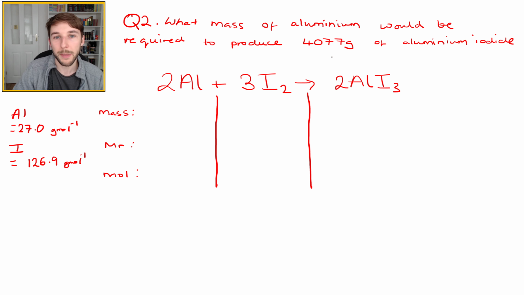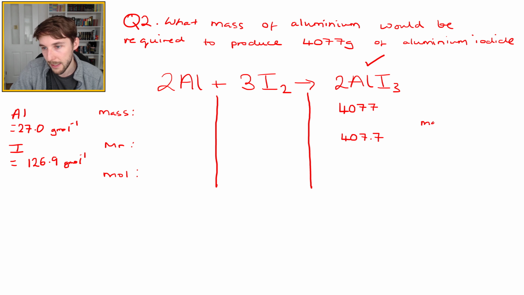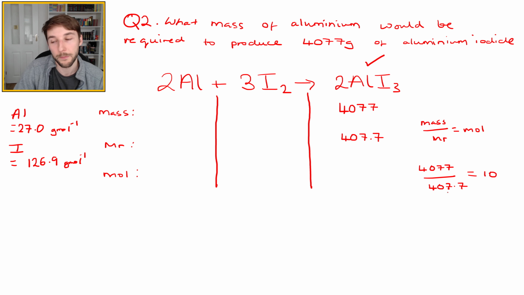Right then, so to begin with, we know something about the aluminium iodide. We know that the mass of it we are asked to produce is 4,077 grams. We could have also worked out its Mr, and you should have got 407.7 grams per mole, and therefore we can work out its moles. So to work out the number of moles, we're going to do mass divided by Mr equals mole, and that should give you, well, 4,077 over 407.7, a nice easy one, which should give you 10 moles. Okay, so I'm going to put that there, 10.